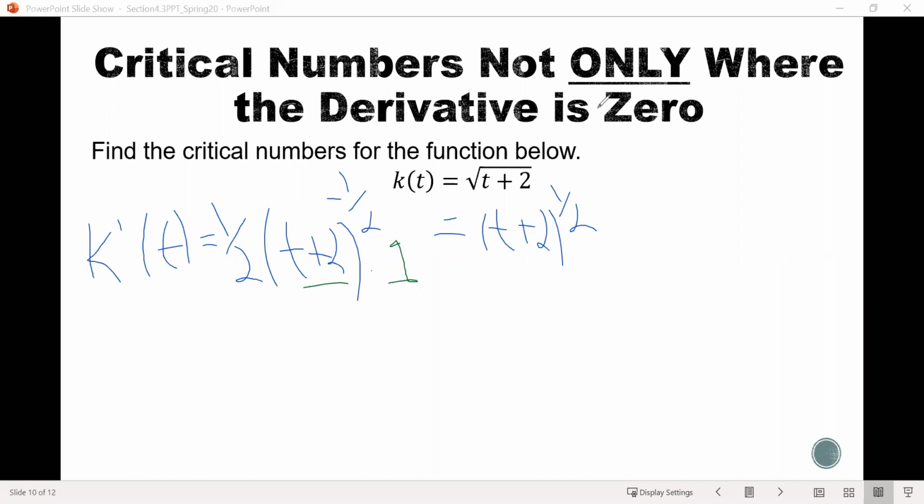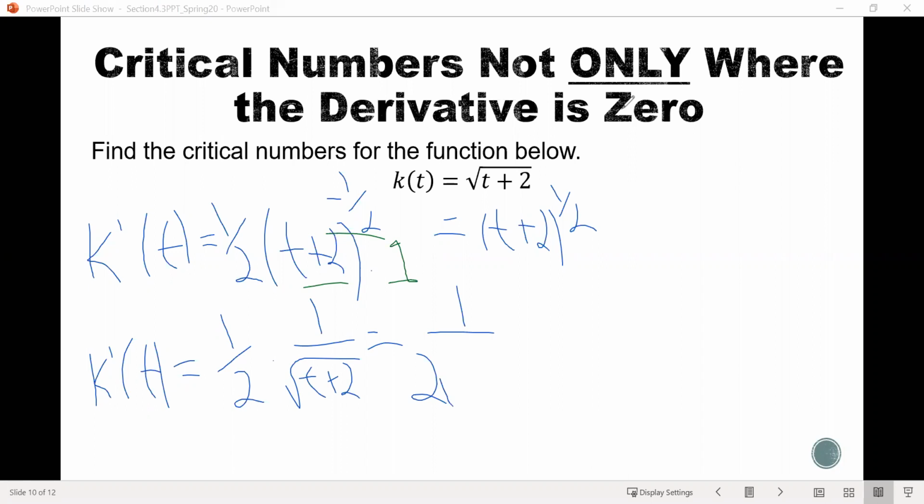So to work this out, we end up with k prime of t. Noticing that there is a negative exponent here, I'm going to write this without a negative exponent. We'll have 1/2 times the negative exponent means I could write this as 1 over t plus 2 to the 1/2, but the 1/2 means a root, and then times the 1 doesn't change anything. So we see that our derivative is 1 over 2 times the square root of t plus 2. Okay? Now let's try to find the critical values.